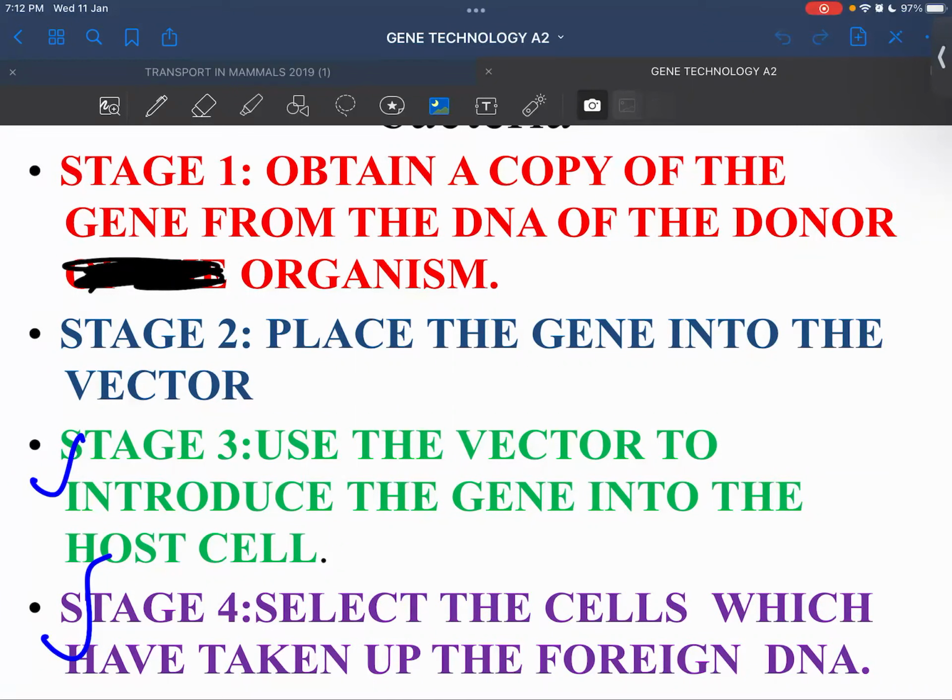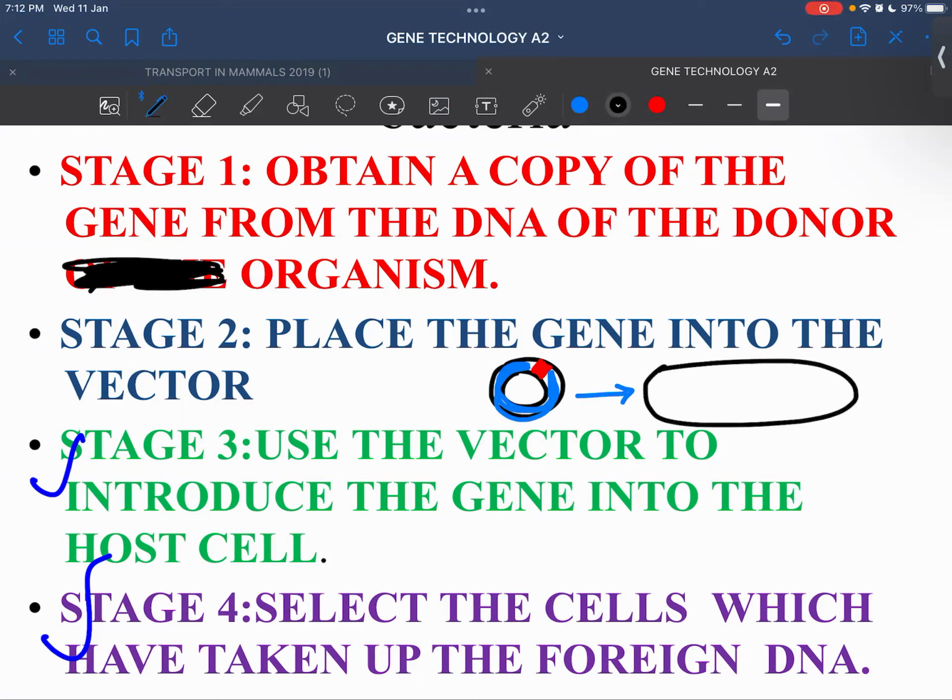What does this mean? That we are using the vector, which is the plasmid, to introduce the gene into the host cell. This means that this vector has already become recombinant. We changed it into a recombinant plasmid. Now what do we want to do? We want to put this into another bacterium, which is the host cell bacterium. Somehow I have to put this plasmid inside it, right?